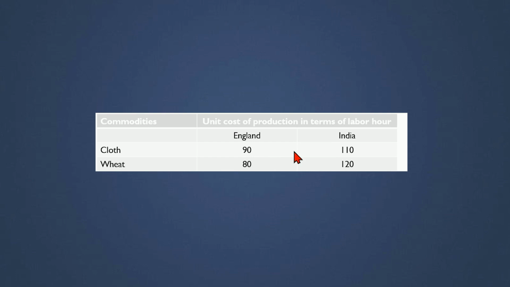Look at this table. Consider England and India instead of US and India. The example says: in cloth production, England requires 90 labors and India requires 110 labors. In wheat production, England requires 80 labors and India requires 120 labors. So England has an absolute advantage in both goods. So if that is the case, absolute cost advantage theory says that England should produce both goods, cloth and wheat, and India should produce nothing.